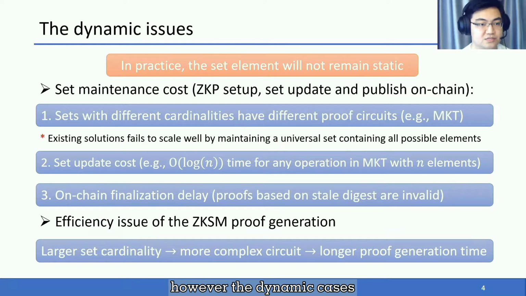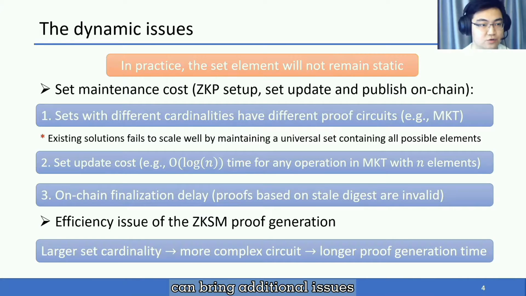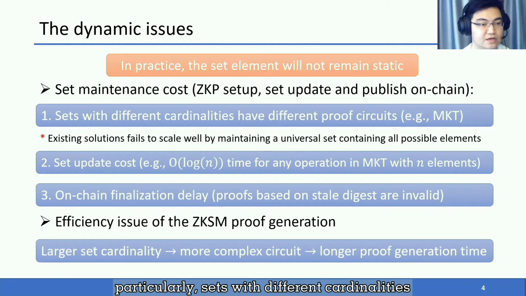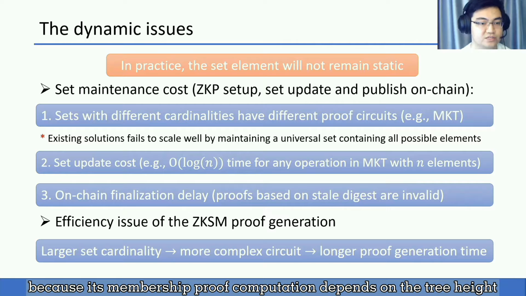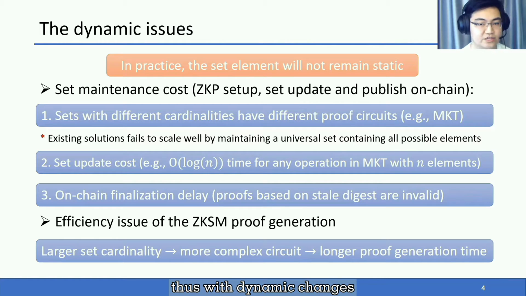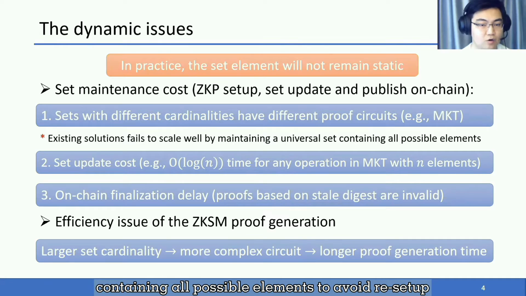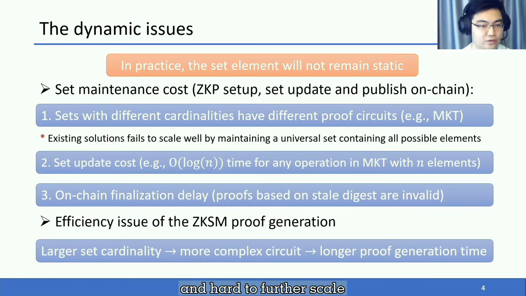However, the dynamic cases, such as set elements addition, removal, and update, can bring additional issues, which can be viewed from two aspects. The first is the set maintenance cost. Particularly, sets with different cardinalities can have different proof circuits. Merkle tree is an example because its membership proof computation depends on the tree height. Thus, with dynamic changes, costly ZKP resetup may be required. Notice that existing solutions maintain a universal set containing all possible elements to avoid resetup. However, it wastes computation for a sparse set and is hard to further scale.